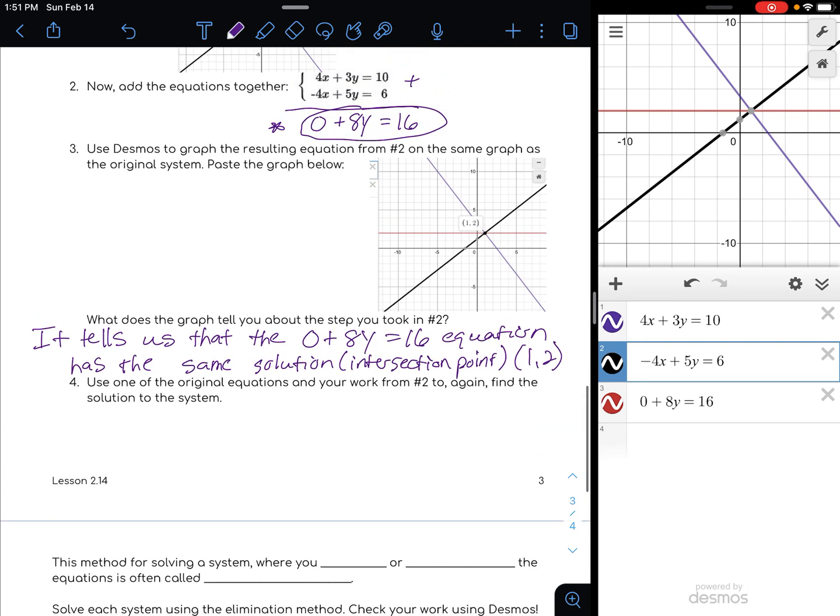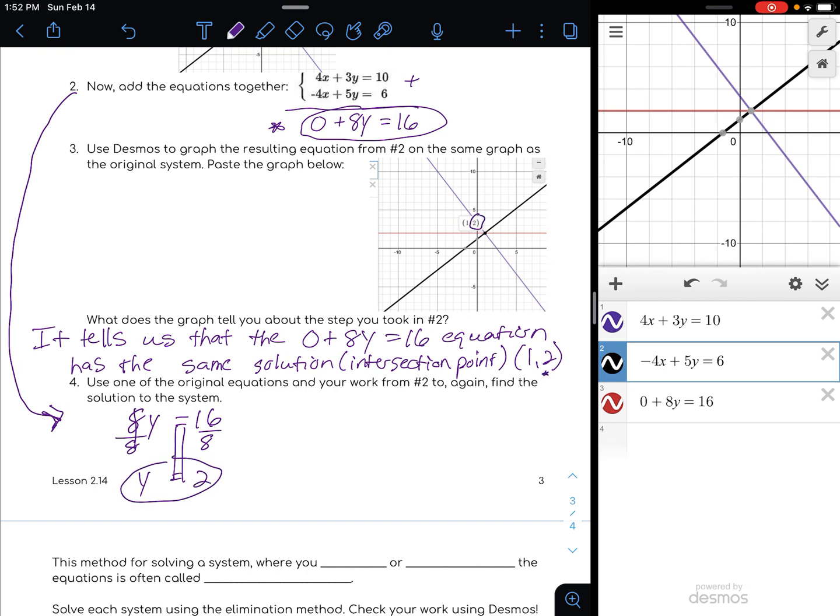So let's just continue on what we were doing up here and just follow this method all the way to its conclusion. So we already added them together, and we got 8y is equal to 16. All right, if we do our algebra here, to undo multiplication, we'll divide, and we get y is equal to 2. All right, there's that y value of 2 in our solution.